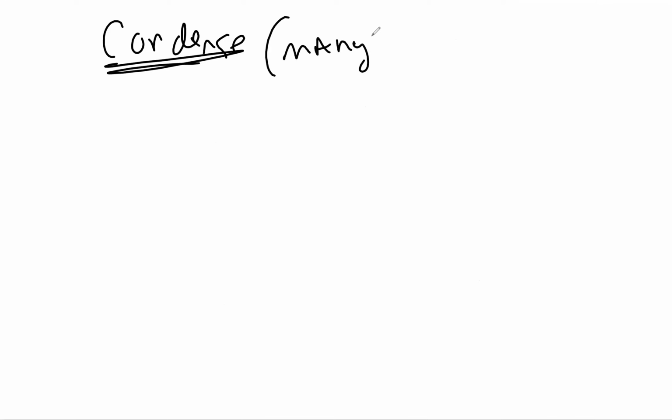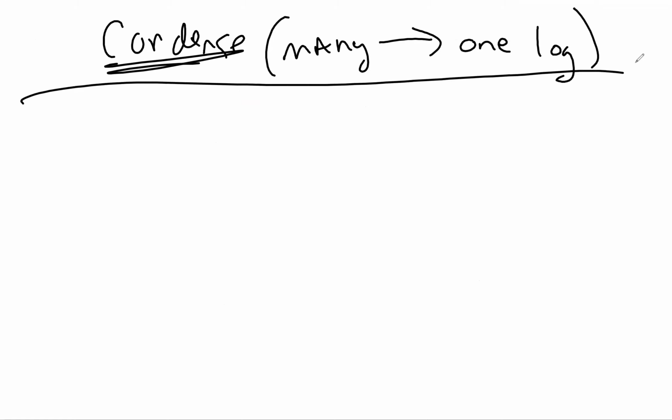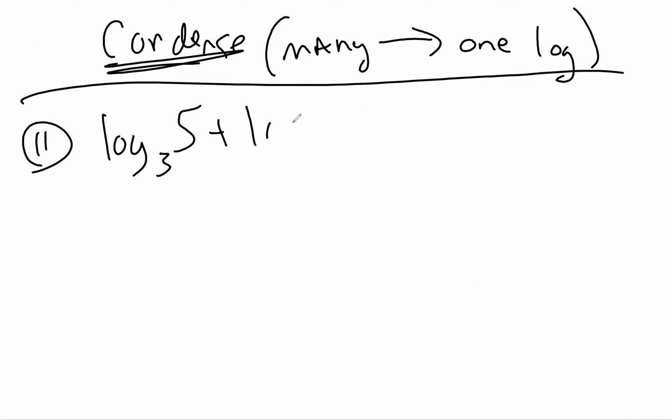So now we're going to condense. And when I say condense, we're going to take many logs, however many they give us, and our final answer can only be one log. We can only have the word log one time in our problem. So let's see what that looks like. 11. So what if we have log base 3 of 5 plus log base 3 of x? And so we start out with many logs, and we need one log.